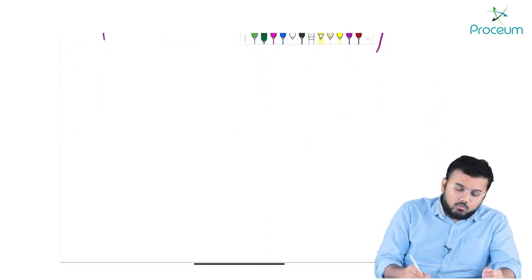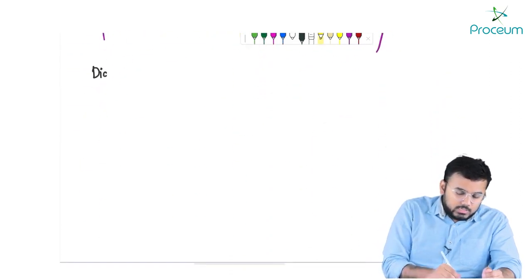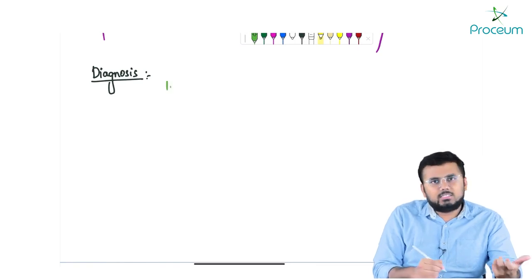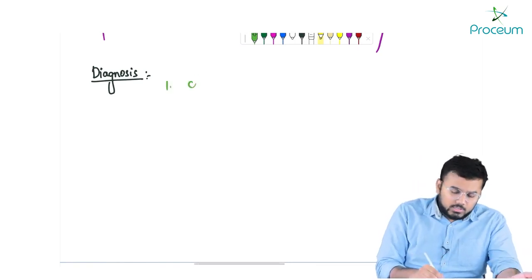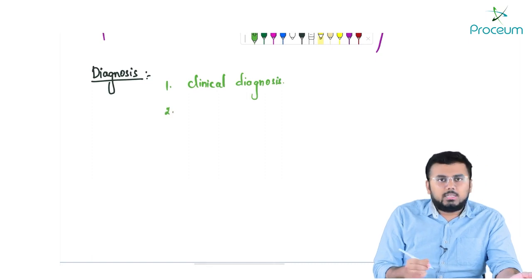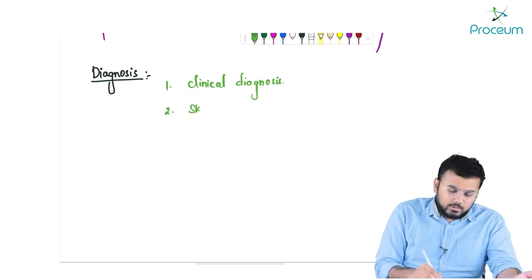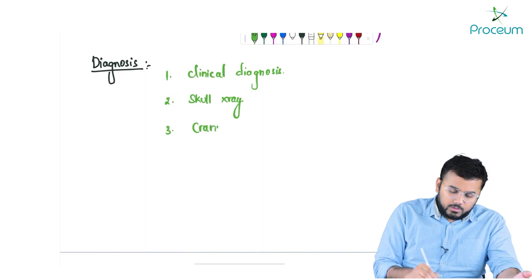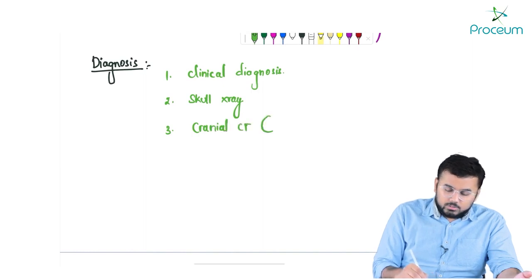The next important thing is how do we diagnose this case? What is the diagnosis? Very simple, guys, you already know the answers by now. By looking at the skull itself you can diagnose. That is called clinical diagnosis. The second important thing is that you order a skull X-ray. Apart from the skull X-ray, the best one would be cranial CT, cranial CT with 3D reconstruction.